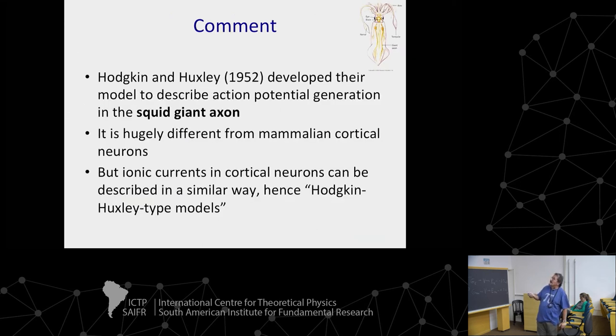As I say here, they developed a model to model the squid giant axon, which is from a primitive animal, but in any way, although it's very different from mammalian, say, cortical neurons, the ion currents that are present in cortical neurons have similarities to the ion currents present in the squid or other invertebrates. Since they can be modeled in a similar way, we can say Hodgkin-Huxley type models or Hodgkin-Huxley formalism or conductance-based models. So this opened the possibility of modeling all kinds of cells from all kinds of brains using the same unifying formalism.